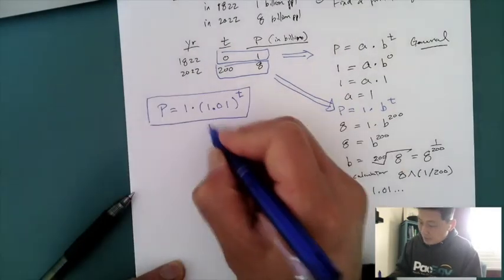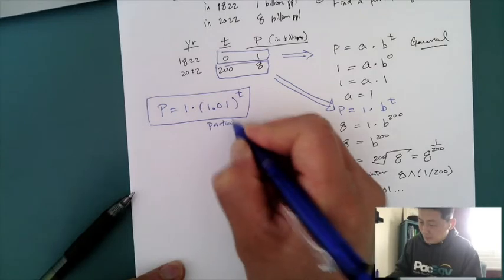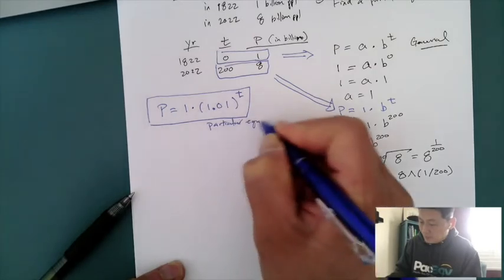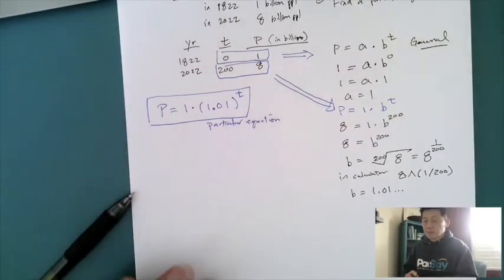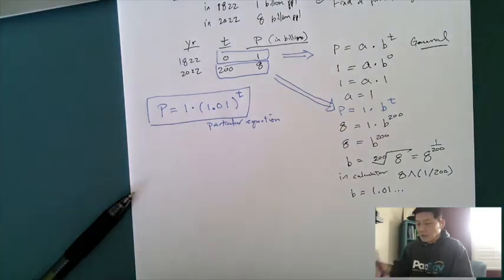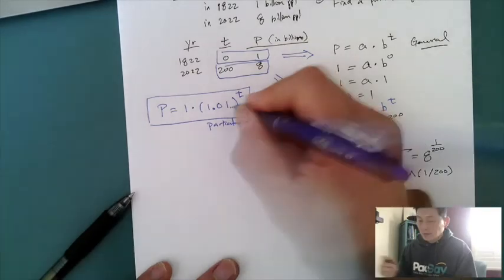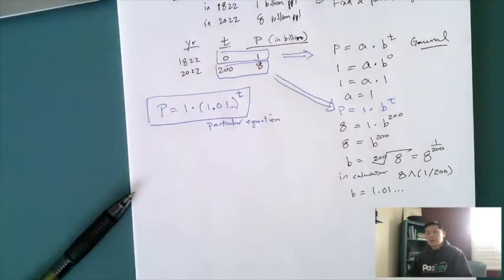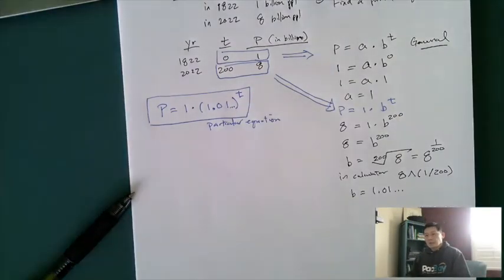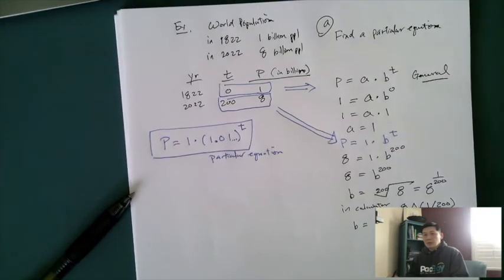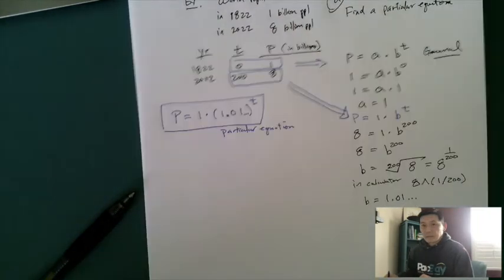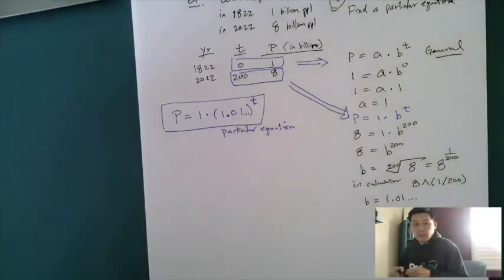This is a particular equation. Now, if I want to be super accurate, then I will actually just put dots here, signaling that the decimal values will continue. It doesn't really matter. I mean, for the purpose of being able to demonstrate understanding of this problem, this is fine. So that's your part A.